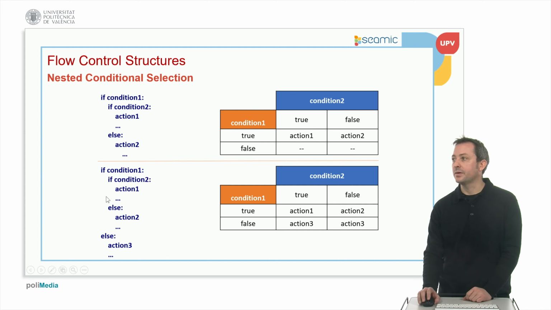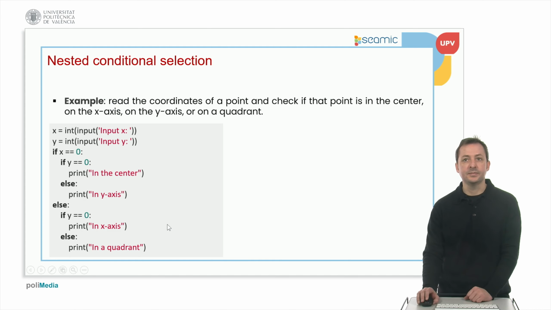In this case, we introduce another else at this level, so this else is related to this first if. So action 3 will be executed in case that condition 1 is not satisfied.